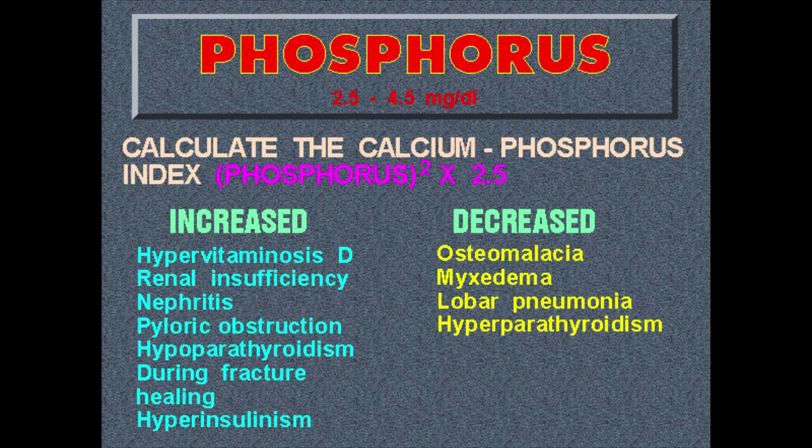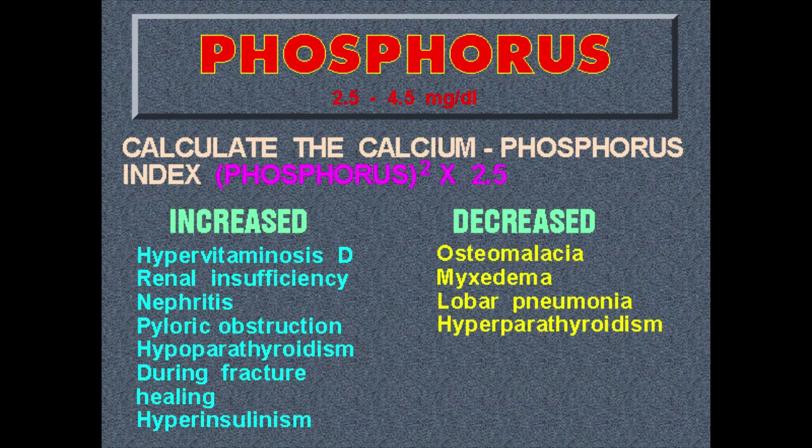I hope that after taking this course of instruction, the first thing you will do when you observe a serum phosphorus value is calculate the calcium phosphorus index. This is done by squaring the serum phosphorus and then multiplying this figure by 2.5. It should be equal to or greater than 30.